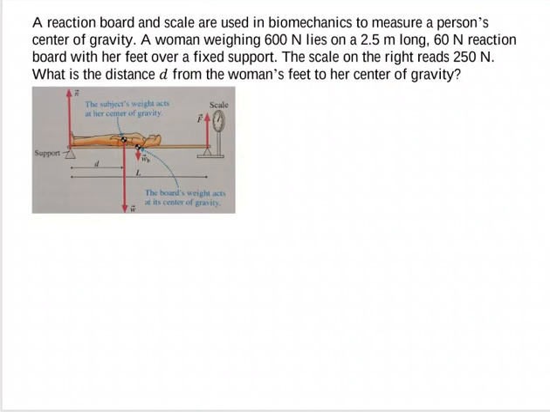A reaction board and scale are used in biomechanics to measure a person's center of gravity. So you can learn where your center of gravity is using one of these boards. A woman weighing 600 newtons lies on a 2.5 meter long, 60 newton reaction board with her feet over a fixed support. The scale on the right reads 250 newtons. What is the distance d from the woman's feet to her center of gravity? So we have a bunch of stuff also in the drawing already for us.